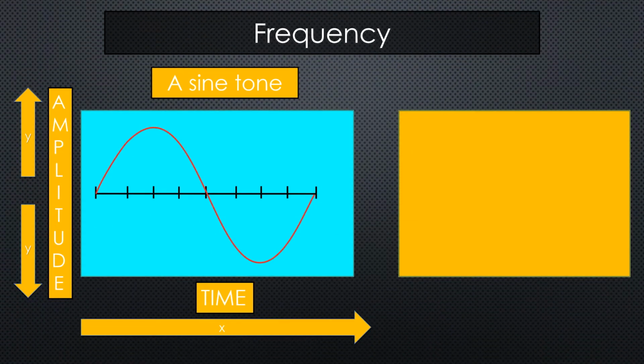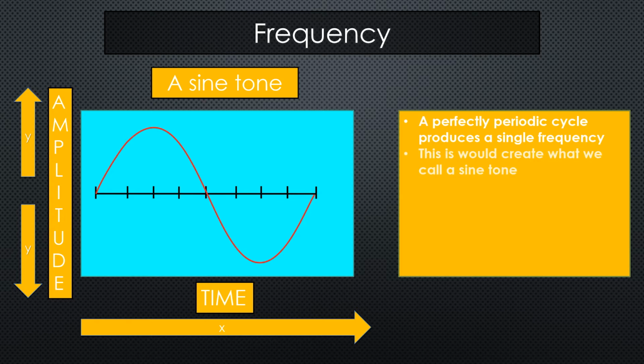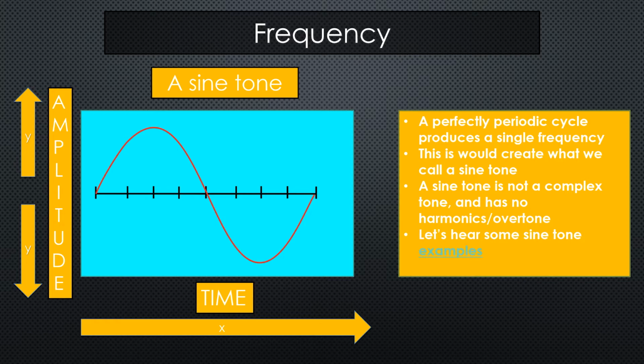A little bit more on frequency. A sine tone looks as such, and you might be familiar with the concept of a sine wave from mathematics. It's a perfectly periodic cycle, and it's going to produce a single frequency. This would be what we call a sine tone. A sine tone is not a complex tone and has no harmonics or overtones. I will discuss in a second what harmonics and overtones really are and how they influence sound, but really what this means is that sine tones are incredibly pure. Let's go ahead and listen to some examples of some sine tones.